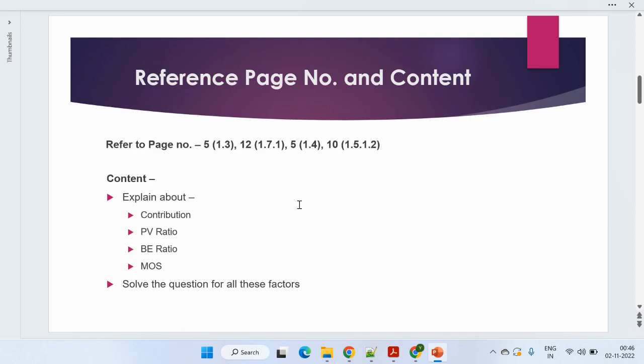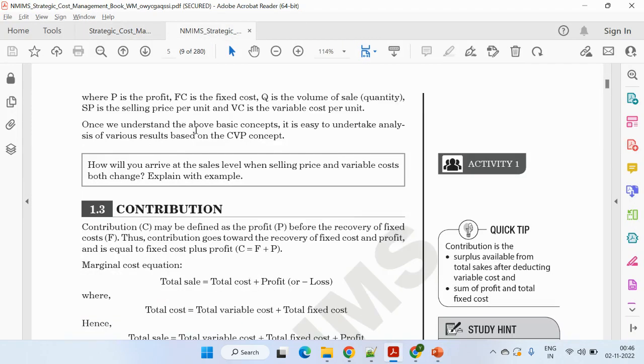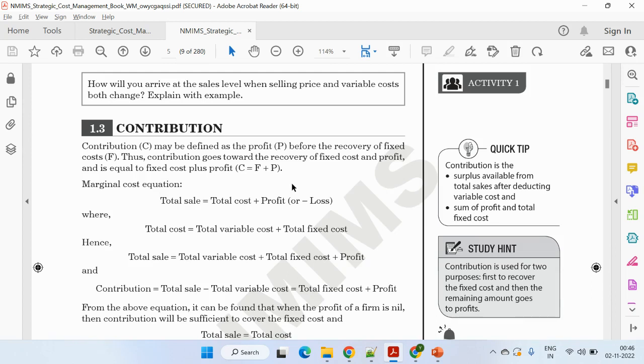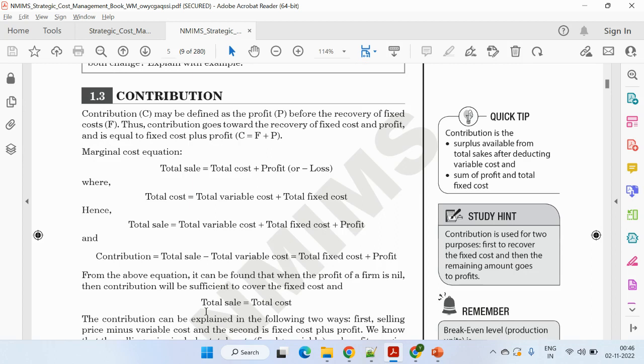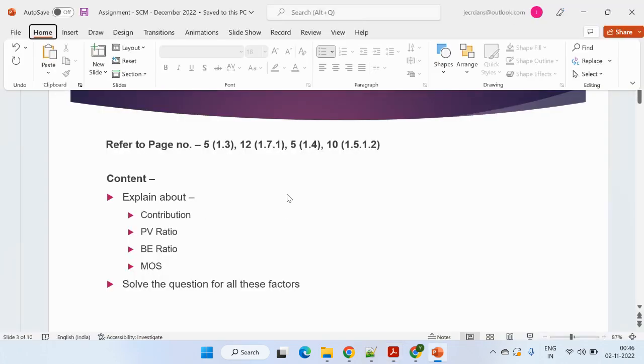So you need to go to page number 5, which covers contribution. Contribution is basically the profit before the recovery of the fixed cost, right? So C equals P plus F, and the values are provided. Contribution is the total sales minus total variable cost, or you can say the total fixed cost plus profit. This is the way you just need to give a brief about this.